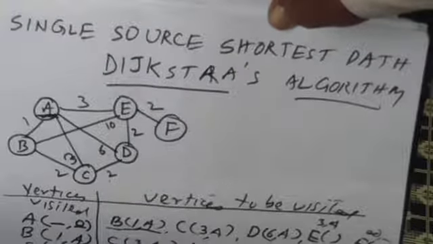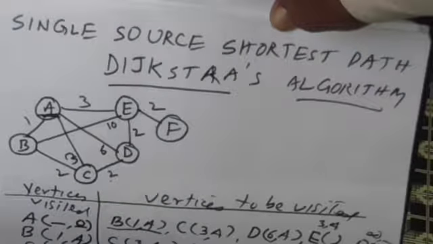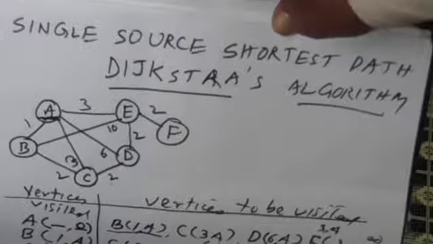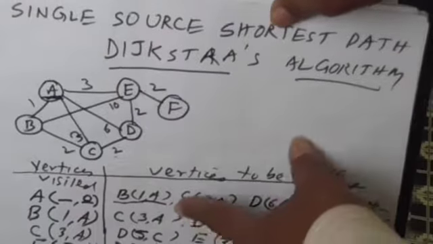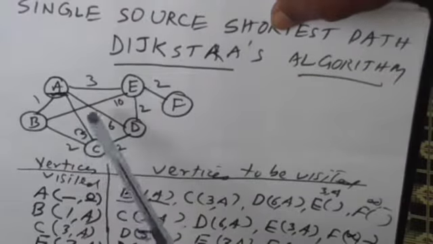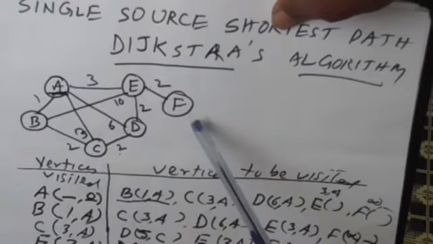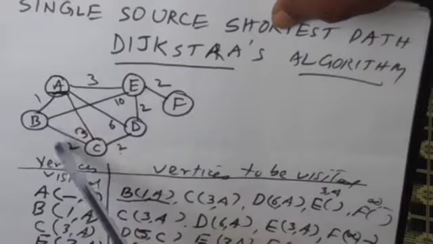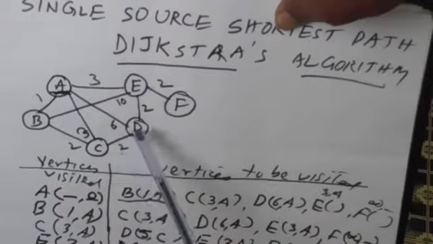Today we are going to discuss the single source shortest path problem, the solution to which was developed by Dijkstra. If you are considering an undirected graph like this, containing a number of vertices A, B, C, D, E, F, and their weights being 1, 2, 3, 3, this 6, 2, 2 and 2.